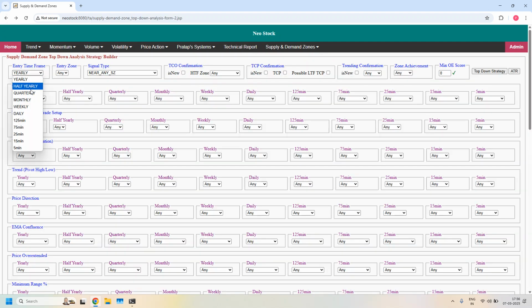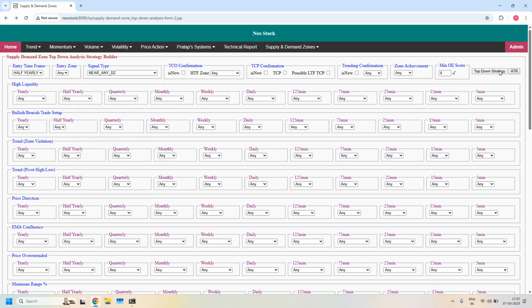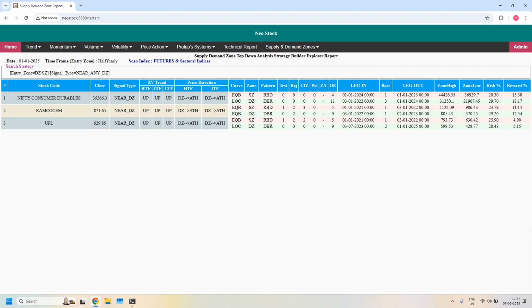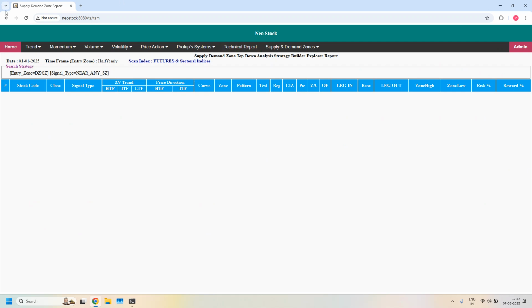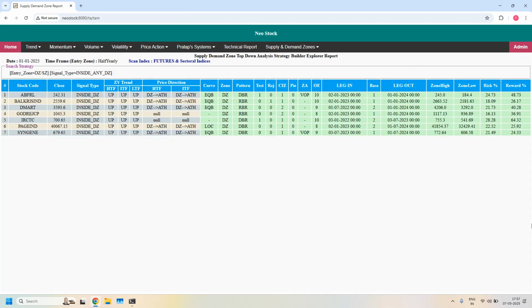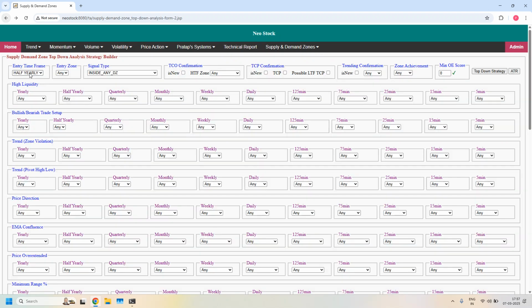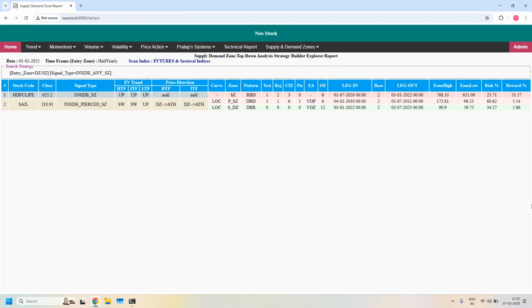Next time frame is half yearly. Stocks near half yearly demand zone. We got 3 stocks. Next, half yearly time frame, stocks near half yearly supply zone. We don't have any stocks. For half yearly time frame, price closed inside the half yearly demand zone. We got 7 stocks. Next, half-yearly time frame, price closed inside half-yearly supply zone, we got 2 stocks.